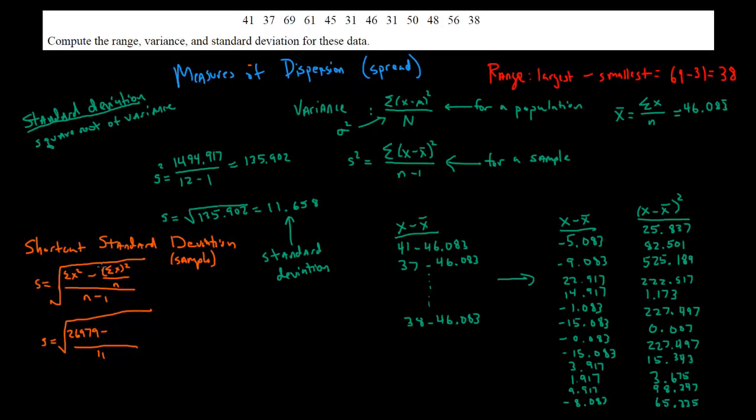So we need to do 41 plus 37 plus 69 plus 61 plus 45 plus 31 plus 46 plus 31 plus 50 plus 48 plus 56 plus 38, okay? I get 553 for the sum of the x's.